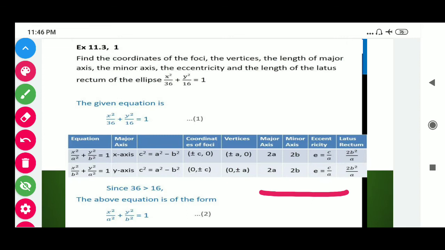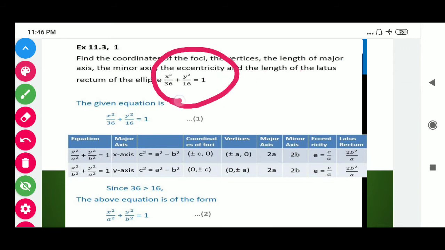We start question number 1. Find the coordinates of the foci, vertices, length of major axis, minor axis, eccentricity and length of latus rectum, where the ellipse is given: x square over 36 plus y square over 16 is equal to 1. So you can observe here that the denominator of x is greater as compared to y. So in this way, on comparing with the general equation, we get A is 6 and B is equal to 4. Now students, we have to find the coordinates of the foci.